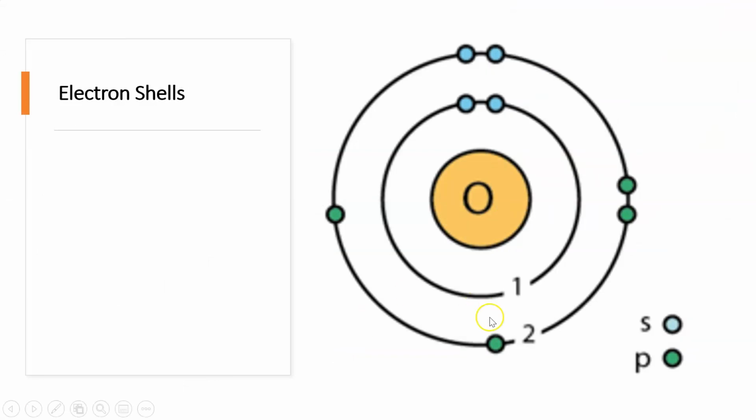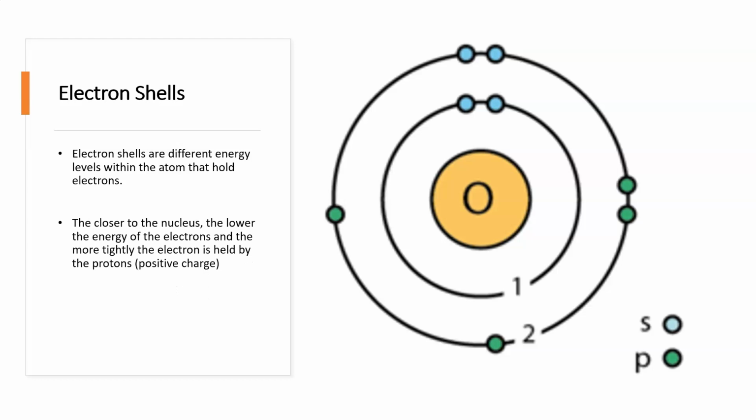So we've started to see some diagrams with our electrons in what we call shells, these orbital rings around the nucleus, and we call these electron shells. Electron shells are different energy levels within the atom, because they hold different numbers of electrons, kind of like a bookshelf that gets full, and then you put more books in the next shelf. The closer to the nucleus, the lower the energy of the electrons, and the more tightly the electron is held to the proton. So the closer to the nucleus, the stronger the bond.